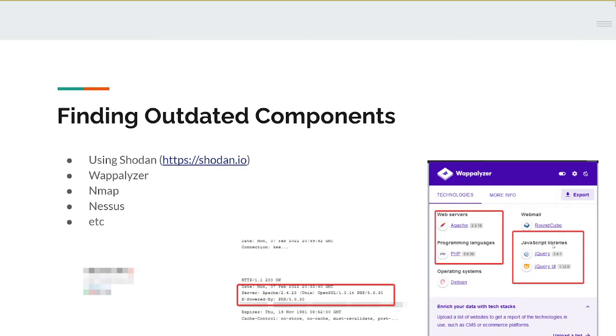But like you see here, this is running PHP 5.6. PHP 5 has been deprecated, or end of life for... I mean, I started PHP back 10 years ago, and I'm pretty sure it was going to the end of its life then. So just to give you an idea of how old that is. Apache 2.4.23 isn't actually that old, but it's still outdated.